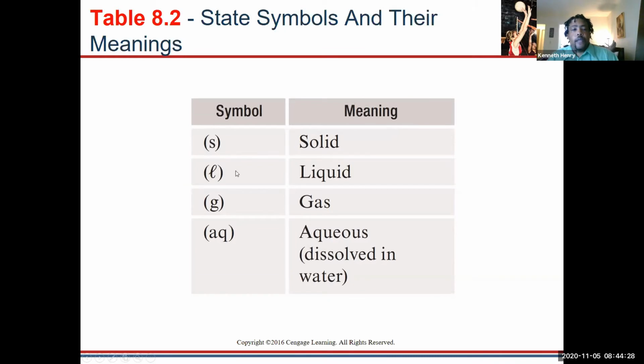Your states are given to you in terms of symbols: subscript (s) for solid, subscript (l) for liquid, subscript (g) for gas, and subscript (aq) for aqueous, meaning it's dissolved in water. When you know it, you want to include that, because you want to make sure that the person looking at this has the best and most accurate information possible.